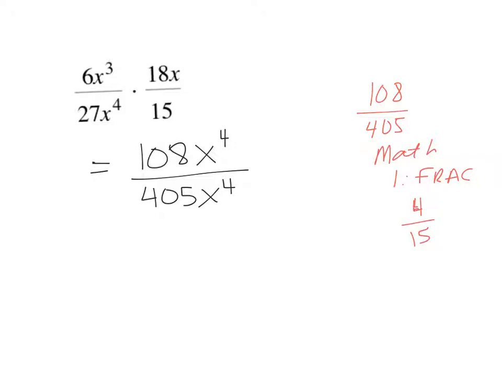And if you want to figure out what that actually means, it means that 108 is divisible by 27, because to get 4, I would have to divide by 27. So if I divide the top by 27 and the bottom by 27, I would get 4 over 15. I could divide them both by 27 times x to the 4. And then I get 4 over 15 as a final answer. So your calculator can do that for you, if you're someone who has trouble coming up with those numbers.